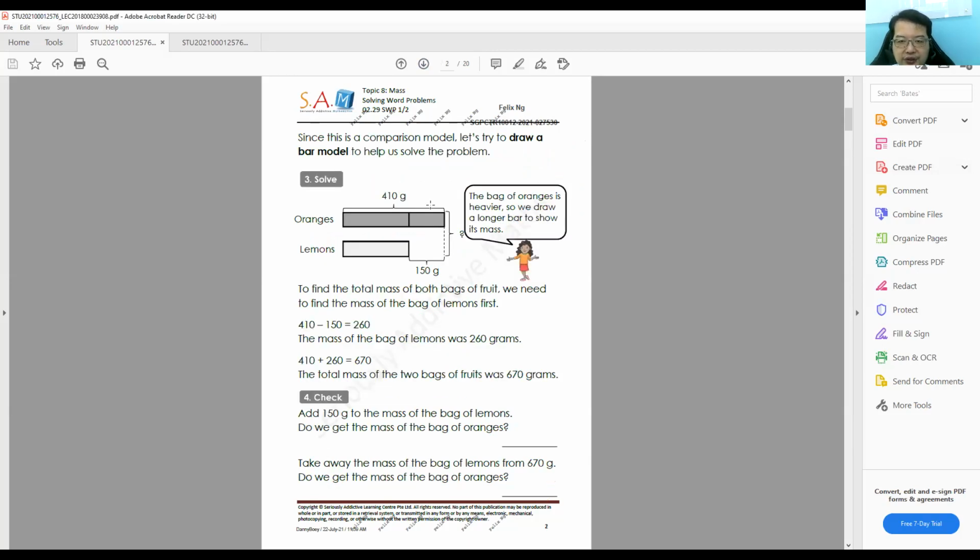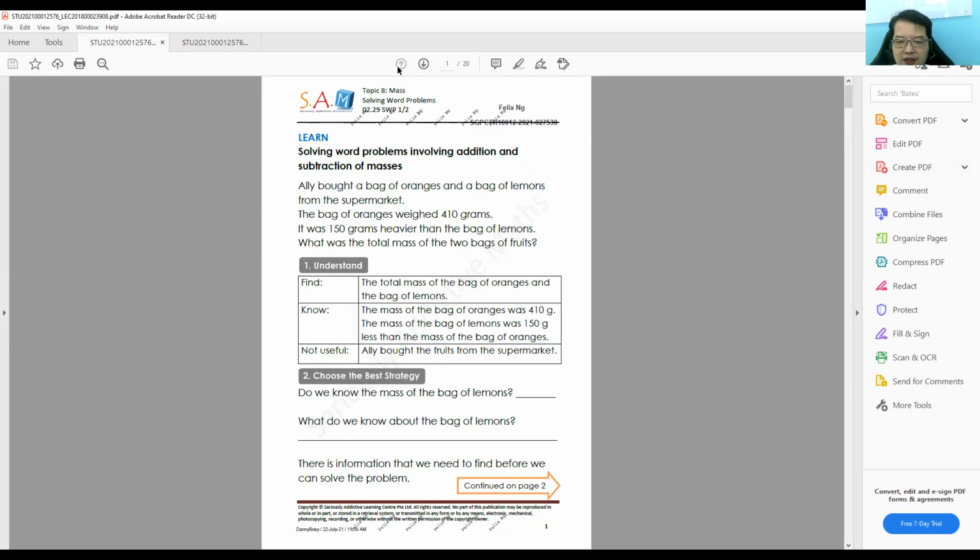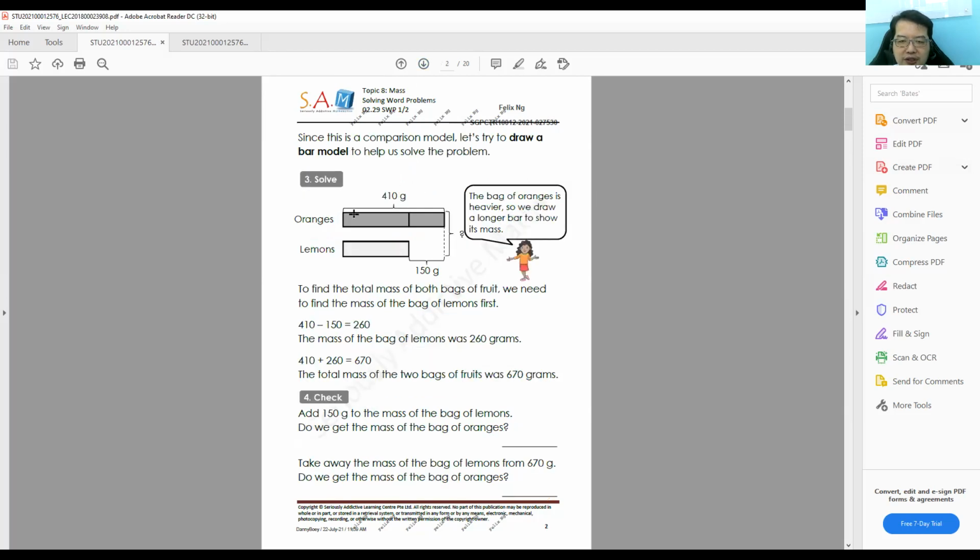An example has already been given to you. There you go. So here you see that when we draw a model, we do it step by step. So it says here, the bag of oranges weighed 410 grams. So we draw it sentence by sentence. The first sentence really doesn't give you enough information for you to draw anything, so we skip that, but you look at the second sentence, the bag of oranges weighs 410 grams. So this is what you draw first, oranges, 410 grams. And then after that, you're done.